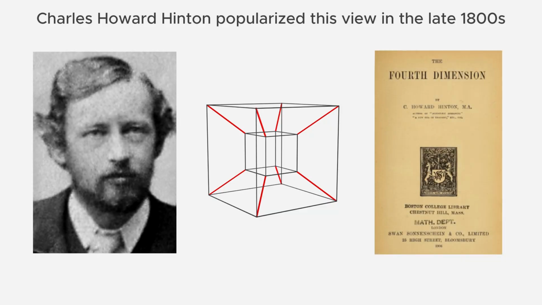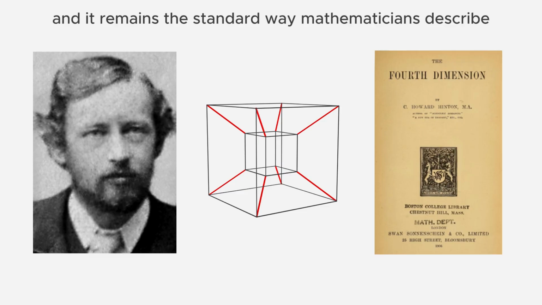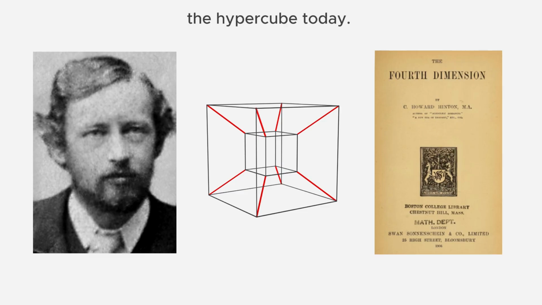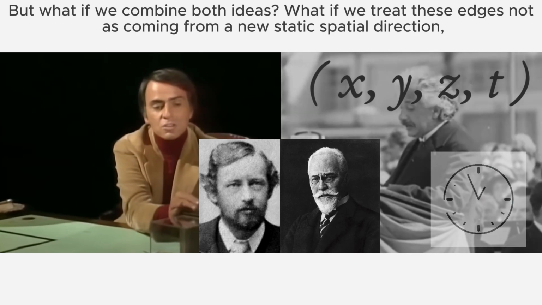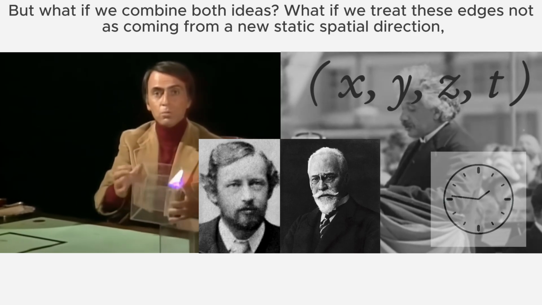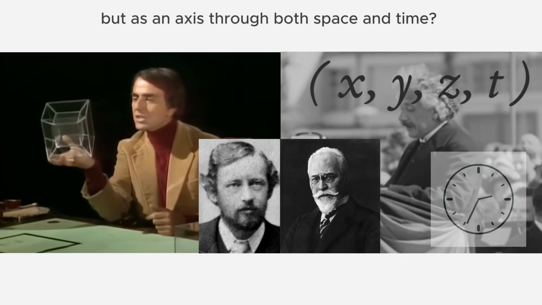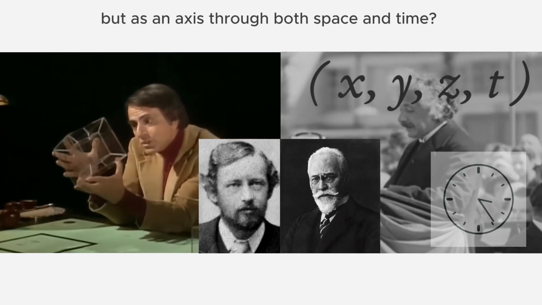Charles Howard Hinton popularized this view in the late 1800s, and it remains the standard way mathematicians describe the hypercube today. But what if we combine both ideas? What if we treat these edges not as coming from a new static spatial direction, but as an axis through both space and time?